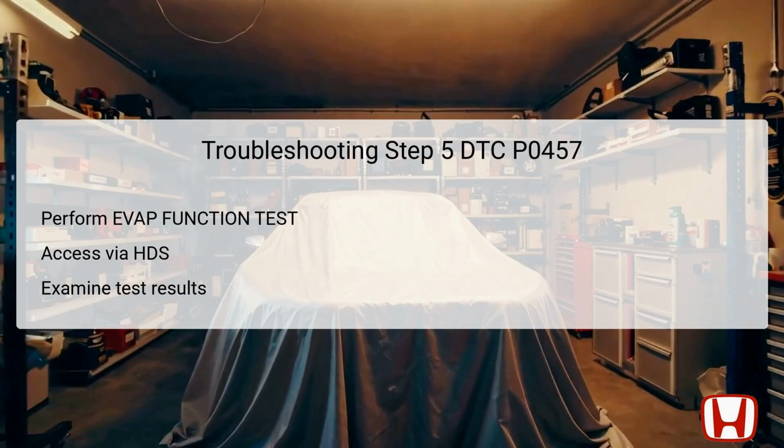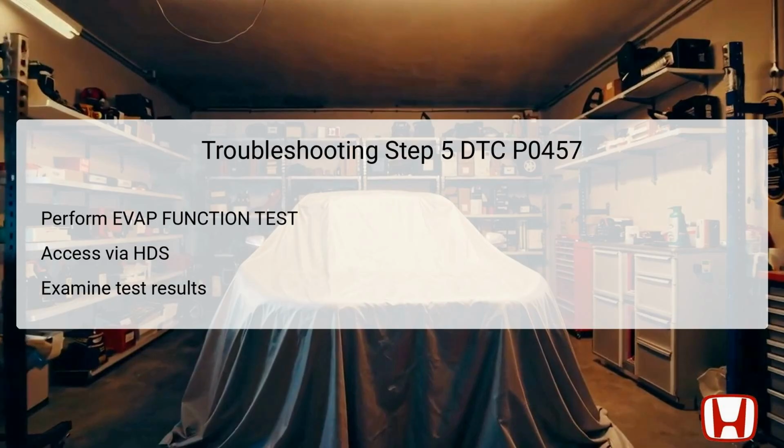The fifth troubleshooting step involves conducting an EVAP function test through the HDS's inspection menu. This test assesses the operation of the entire EVAP system's functionality. After clearing the DTC, running this test can reveal whether the system is now functioning correctly or if underlying issues persist. If the results are satisfactory and no further codes are generated, it may indicate an intermittent failure, suggesting that external factors such as loose connections or terminals at various components may be to blame.